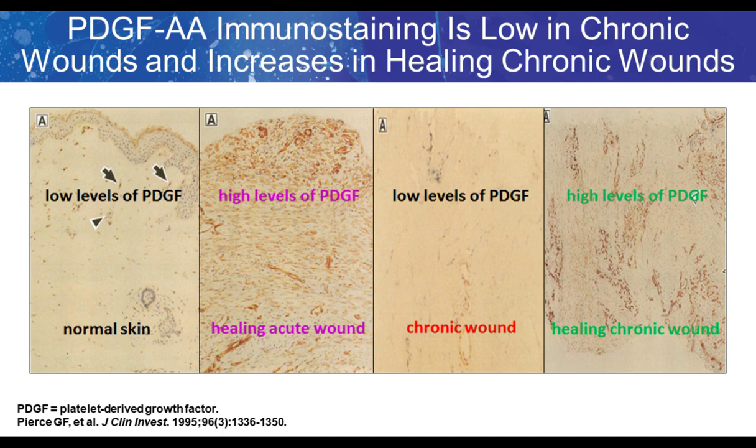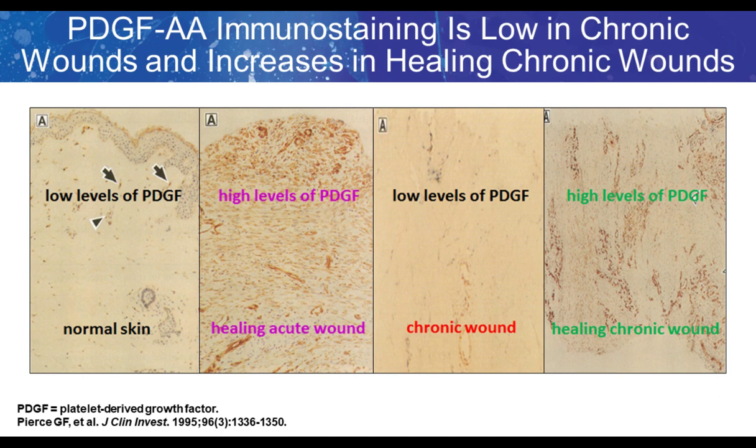So if we look at a key growth factor, platelet-derived growth factor, or PDGF, you can see in the left-hand panel A that the immunostaining, or the amount of PDGF in normal skin, is very low because there isn't a wound. And they're just doing maintenance turnover and synthesis of the proteins.